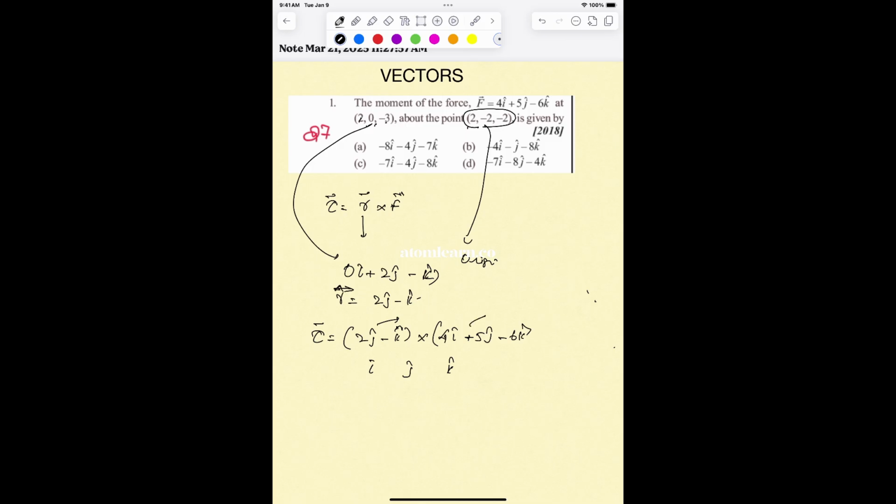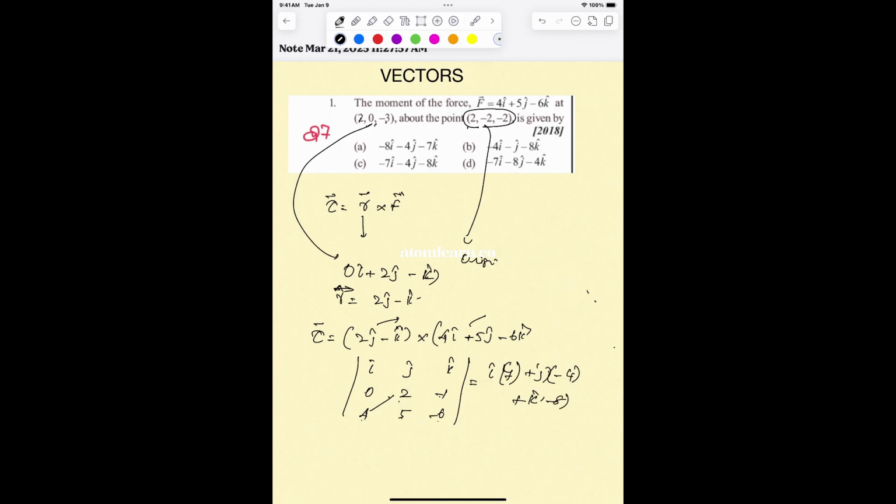This is R, this is F. Therefore now you write 0, 2, minus 1 and then the F vector is 4, 5, minus 6. Determinant value, how do you write? i cap into 2 minus 6, minus 12, minus of minus 5 plus 5 is 7. Then plus j cap, minus 1 into 4 minus 4, 0, minus 4, plus k cap, this is 0, and then this is minus 8.